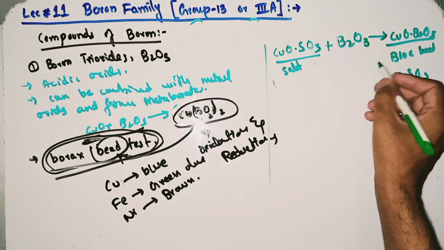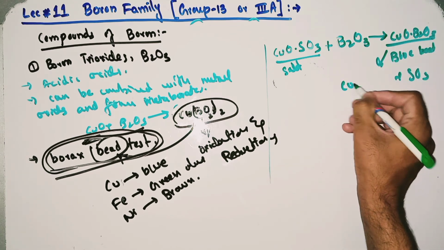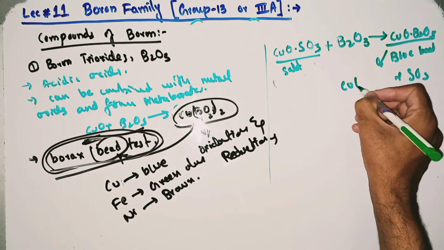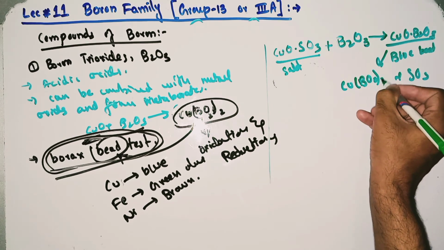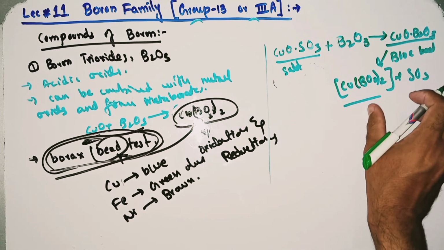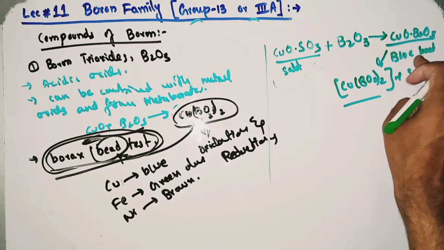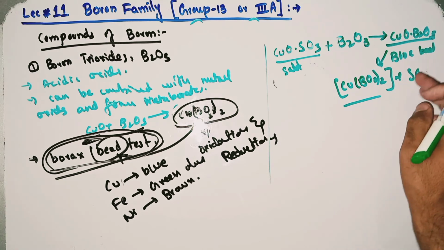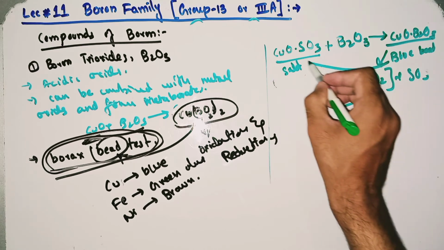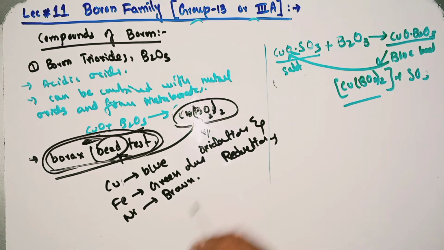This formula can be written in short this way: CuBO2. So these are the beads, and this color tells us about the presence of copper metal in this salt.